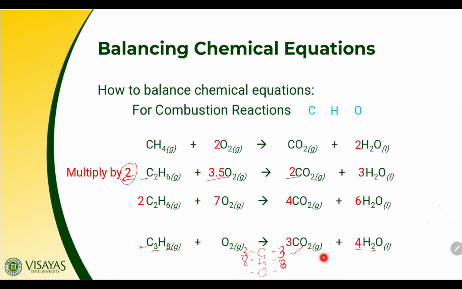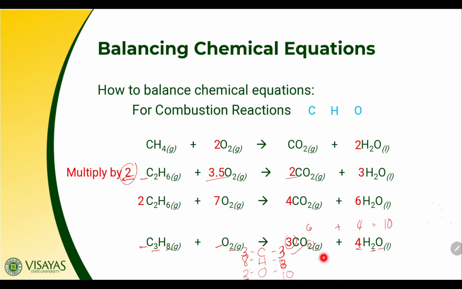Lastly, for the number of oxygen atoms, on the reactant side, we have 2 times 1, so we have a 2. On the product side, we have 3 times 2 is 6, plus 4 times 1 is 4. So we have 10 oxygen atoms on the product side.